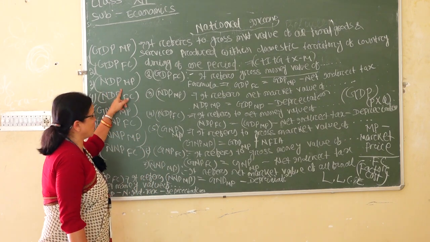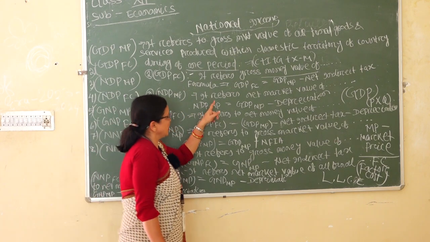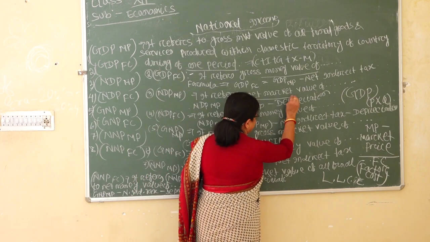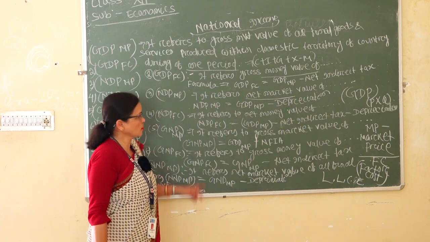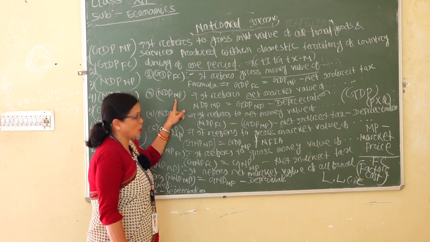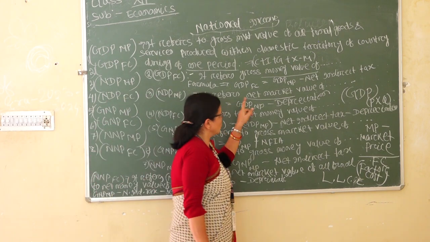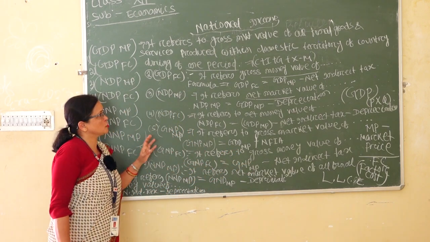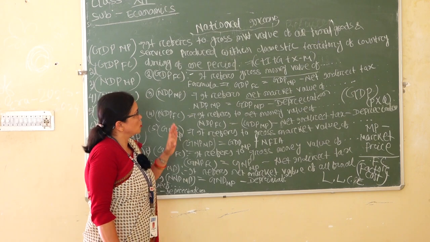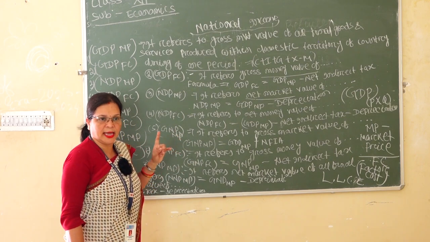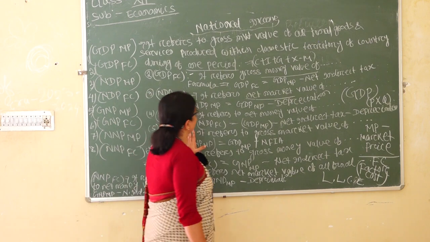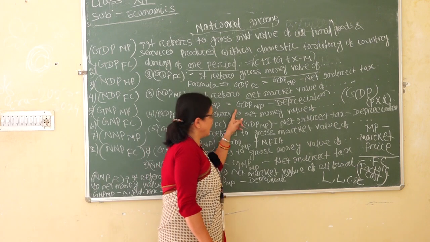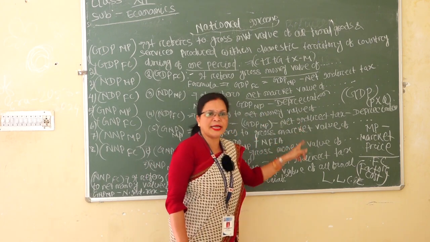Then what is net domestic product at market price? It refers to the net market value. It is the net domestic product, so you will write the net market value. NDP at market price means it refers to the net market value of all the final goods and services produced within the domestic territory of a country during a period. So what is the formula of NDP at market price? It means GDP at market price minus depreciation.